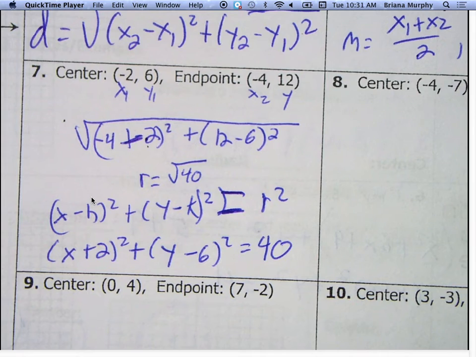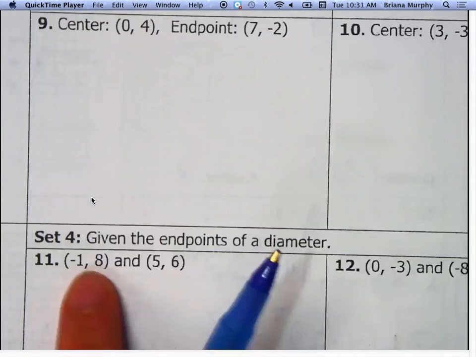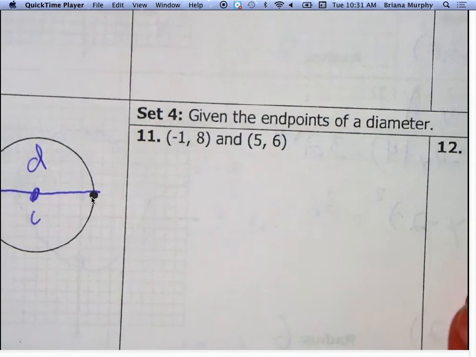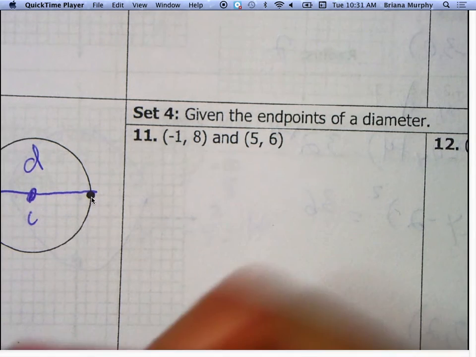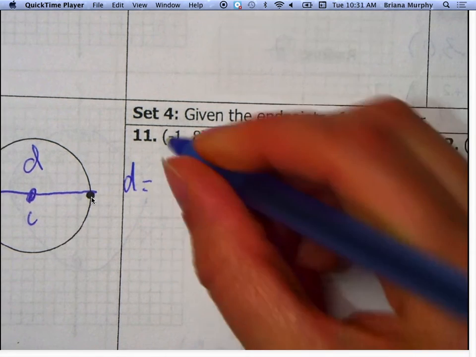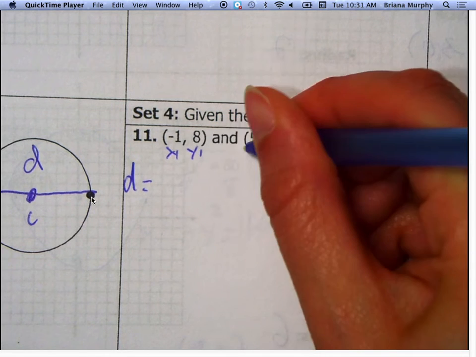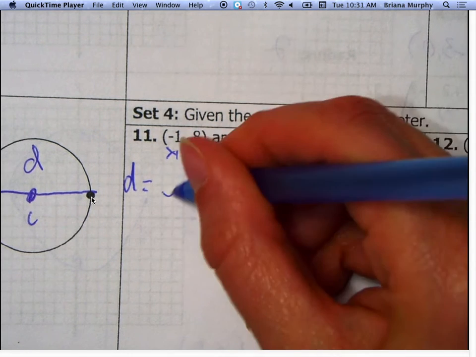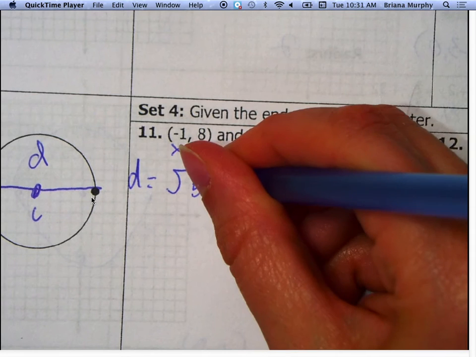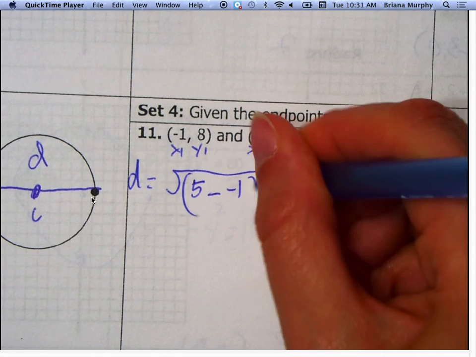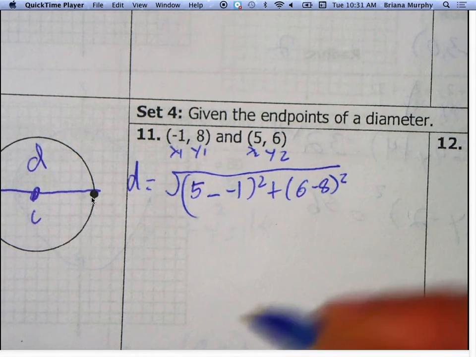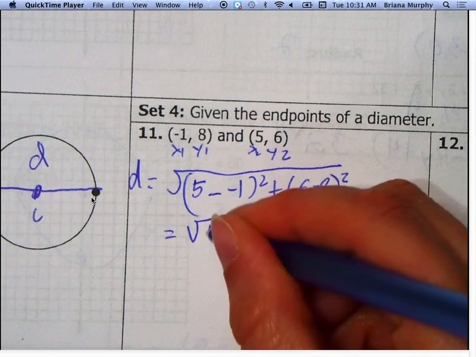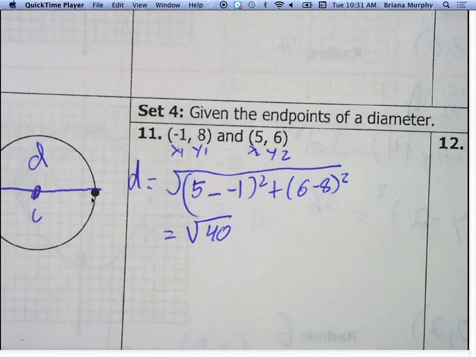All right, we're going to look at number 11. These are both endpoints. Neither of these are the center. We got that, right? So first we're going to find a distance, and then we have to divide that by 2 to find the radius, correct? Okay, so distance equals, if this is x1, y1, x2, y2, the square root of 5 minus -1 squared plus 6 minus 8 squared. I get the square root of 40, correct? So far, so good?